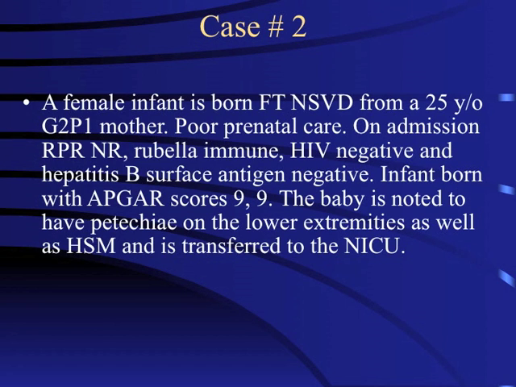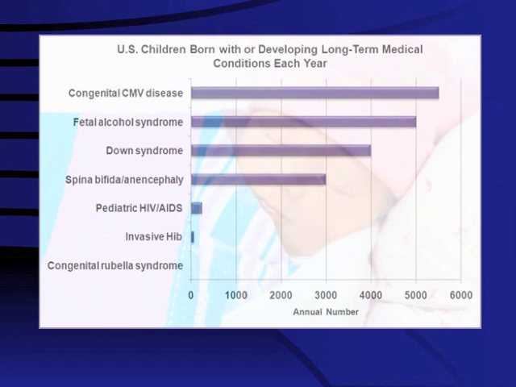So the second case was a female infant who was born full term by normal delivery to a 25-year-old mother, this was again her second pregnancy, with poor prenatal care. On admission, her RPR was non-reactive. She was immune to rubella, HIV negative, and also negative for hepatitis B. The Apgar scores were 9 and 9, but the baby had petechiae on the lower extremities and also hepatosplenomegaly and was transferred to the NICU. Anyone who wants to take a guess? Yeah, CMV, that would be the most likely culprit.